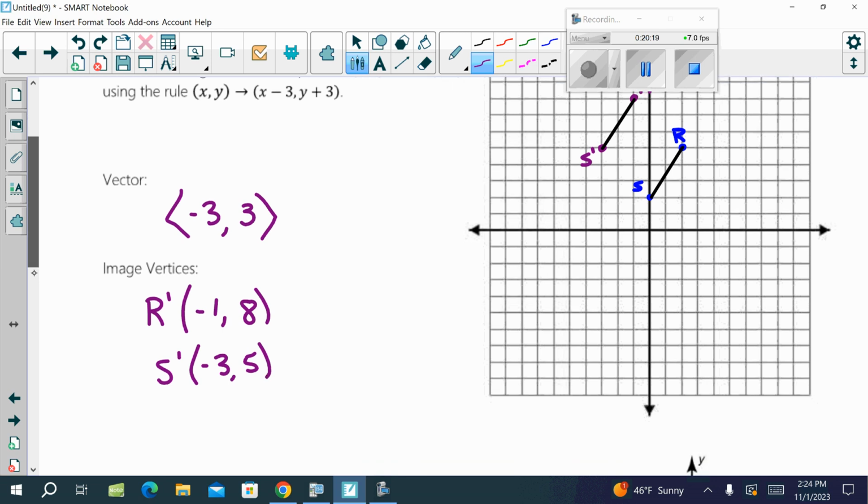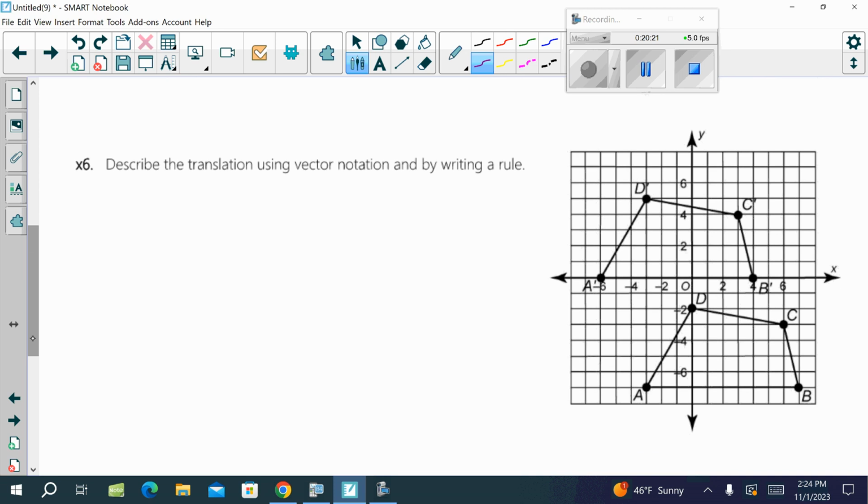Okie dokie. Number 6 has our pre-image and our image drawn for us. It says describe the translation using vector notation and writing the rule. It should have said coordinate rule, but that's fine. First you need to identify which one's the pre-image and which one's the image. The bottom one's the pre-image because it doesn't have the prime sign.